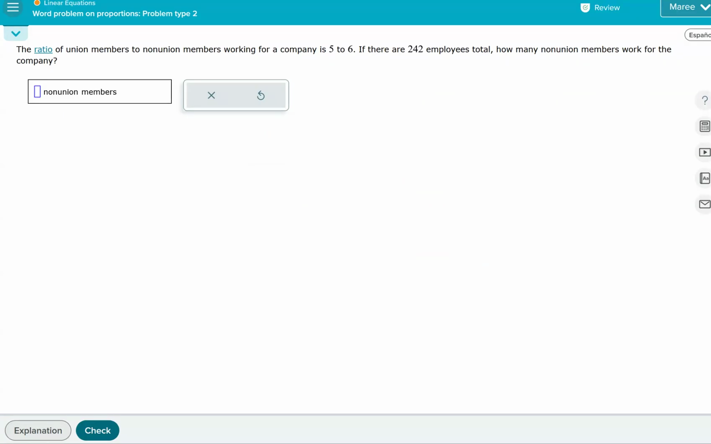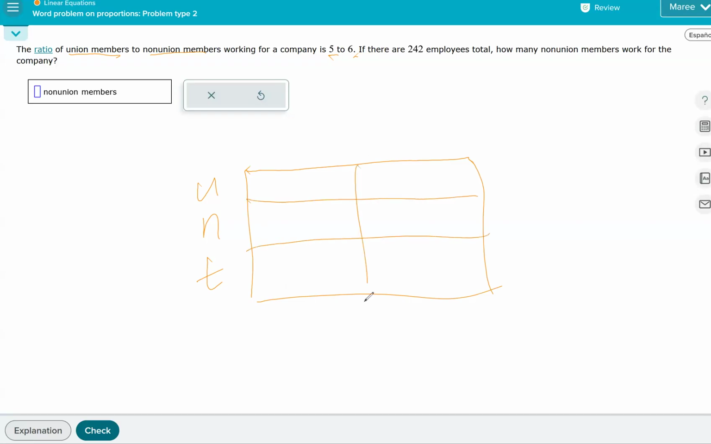So we have union members to non-union members was 5 to 6. Now notice how they wrote this. They don't say the label after the numbers. So when they write it this way, union to non-union and 5 to 6, then it has to go in that order. There's 5 union and 6 non-union. And then it gives us total, and we would need to find how many non-union. So we're going to do union, non-union, and total. So this is a ratio box with the total included. So we have our ratio and our actual count.